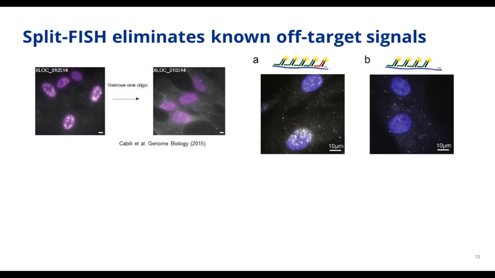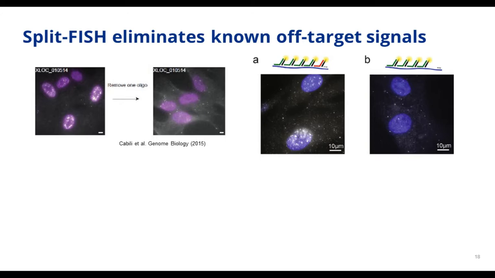Also, because we not only want our probe to bind on target very well, we also needed to eliminate off-target signals. That's the whole point of us doing this in the first place, right? To make our images cleaner and able to scale to different tissue types without having to clear the sample. So as an example, we also tried to see if the split FISH can eliminate off-target signals.